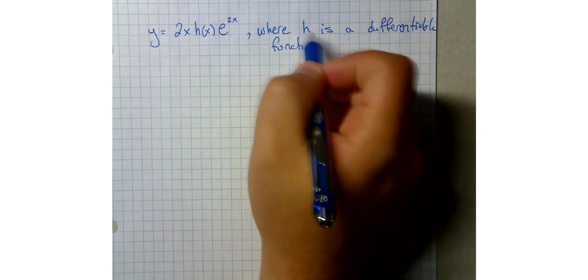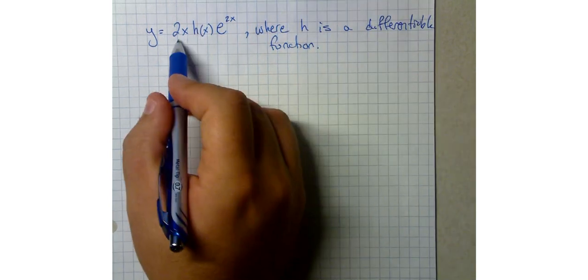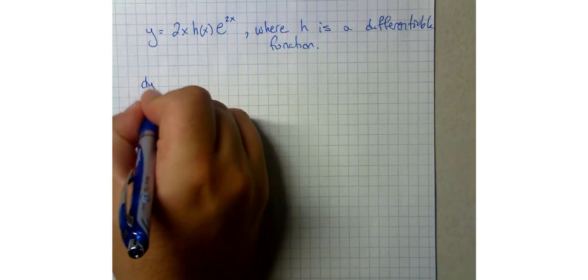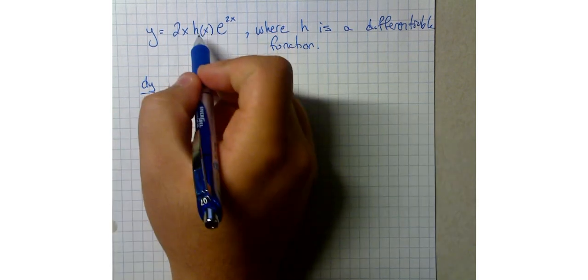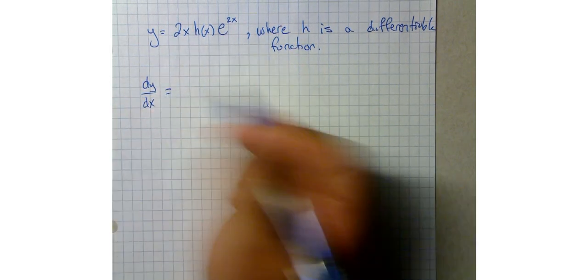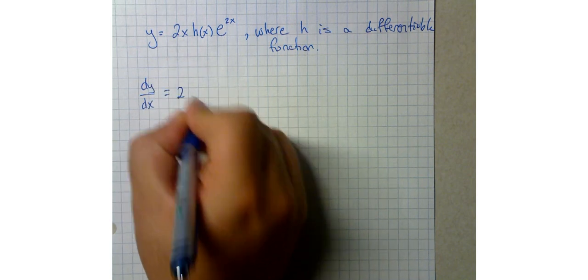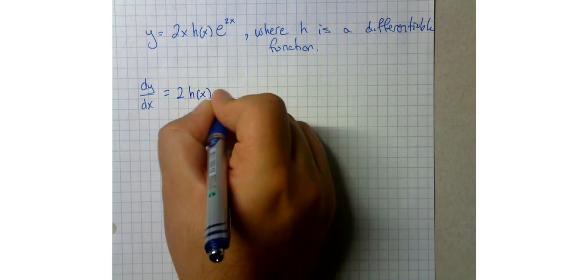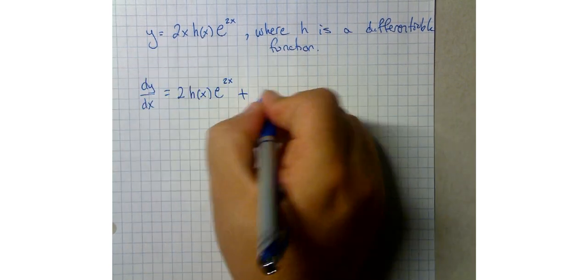So here, h is a differentiable function, means I can differentiate it. It's not a variable like x. So when I take the derivative, dy dx, is the derivative in terms of x. H of x is not x. So when I take this, this is going to be a product rule. We're going to take the derivative of the first term, which is the derivative of 2x is just 2. We're going to keep the other two functions the same.